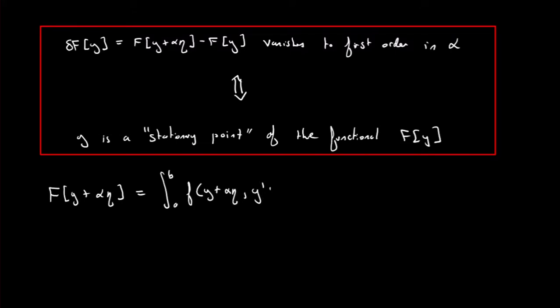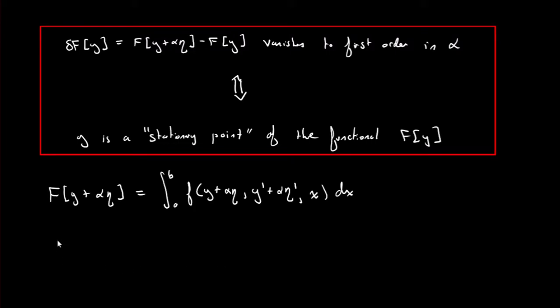y prime is going to become y prime plus alpha eta prime. Remember, alpha is a constant here. It doesn't depend on x. It's a displacement that we are allowed to choose. And of course, x just stays the same because it's the function that changes, not the point we choose to evaluate it. And that's evaluated with respect to x.